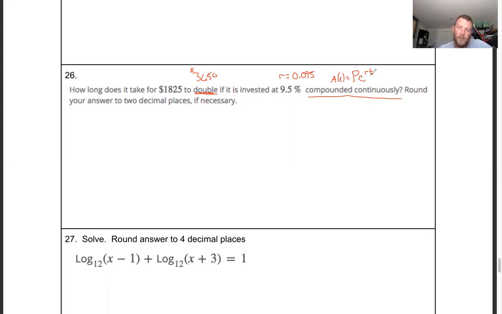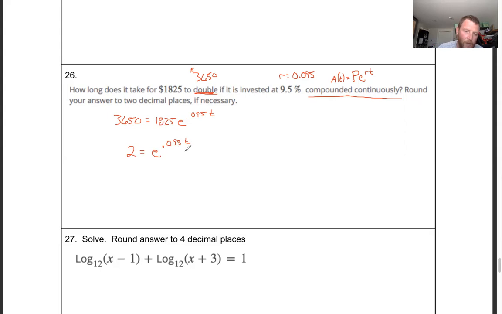So we fill in this, and we're looking for t. How much do I want? Goes there, so 3650 equals 1825 e to the rate of 0.095 times t. Start solving. You're solving for t, so you got to get rid of this. So 3650 divided by 1825. Don't minus that. I've seen that on tests. It's divided by, it's 2. Equals e to the 0.095 t.